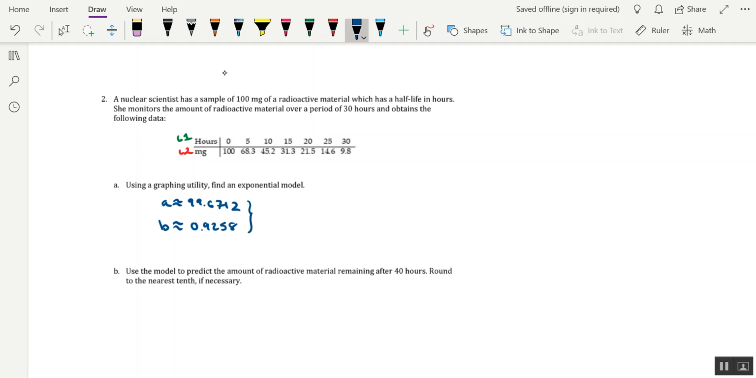Okay, so the format of the equation the calculator is providing these values for is y equals a times b to the x, and I'll put b in parentheses. So using these values, y is equal to 99.6712, and in parentheses 0.9258 to the power of x. And lo and behold, we do have a base value that's less than 1.